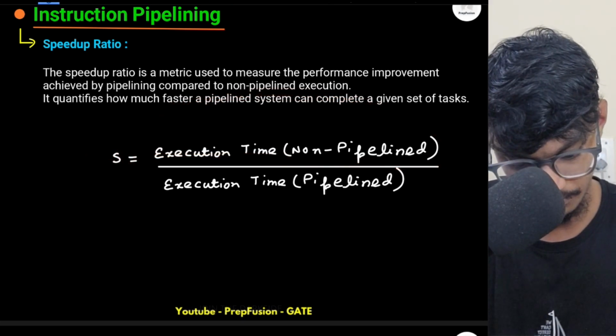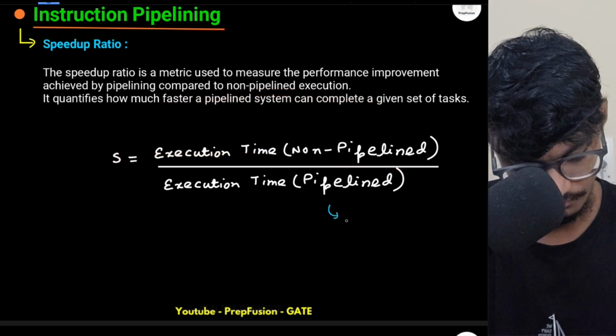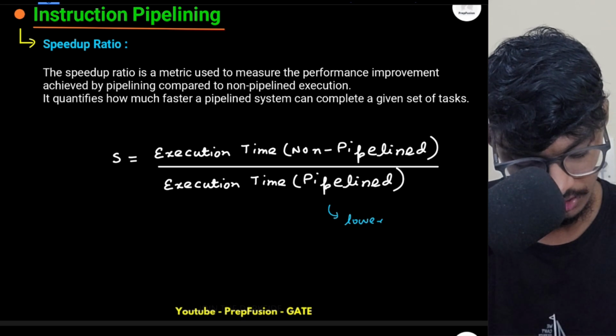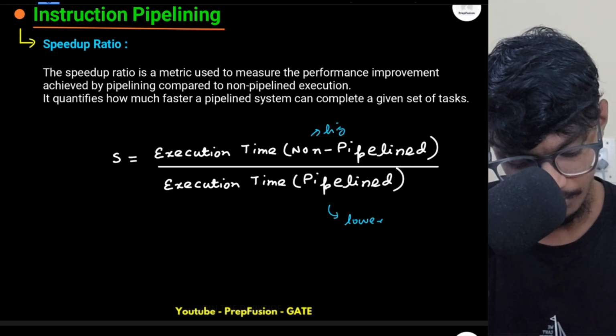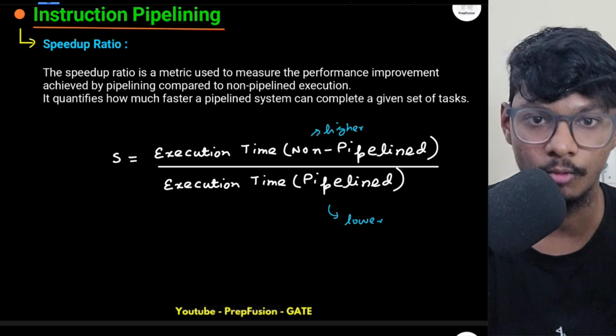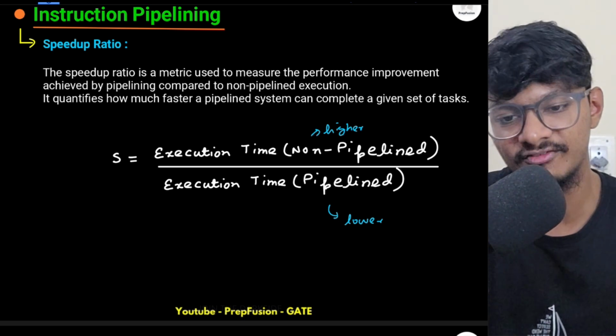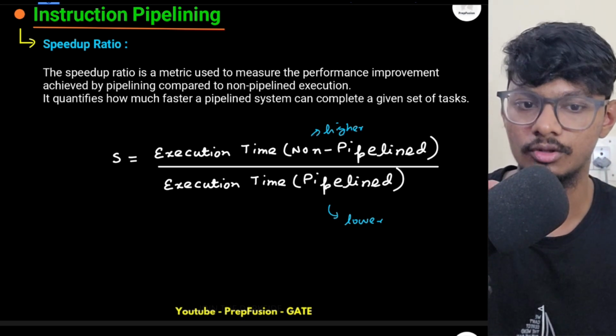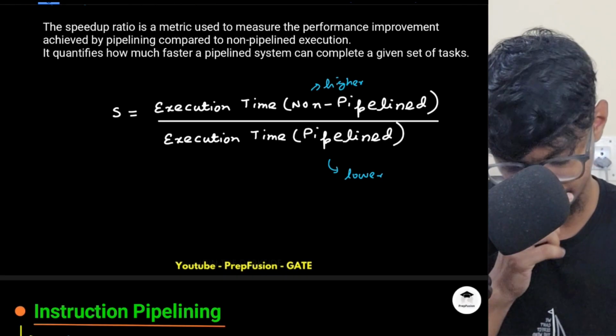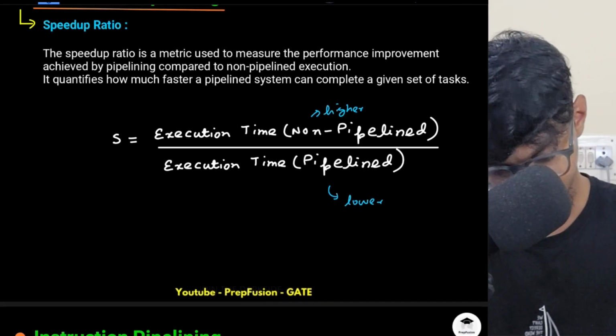So the lower number will be at the denominator and the higher number at the numerator, because the execution time of a non-pipeline system will always be higher. So now can I derive a formula? No need to remember the formula. You can always derive the formula for the speed up ratio. Very interesting points will come out here.